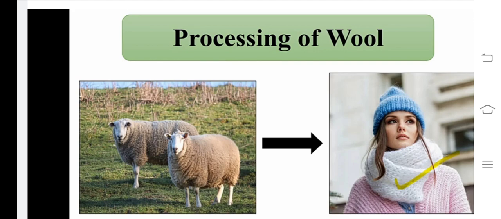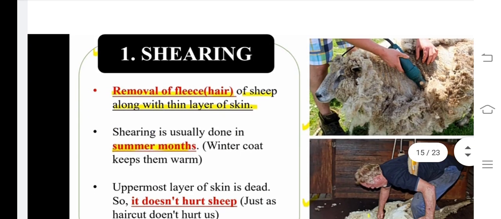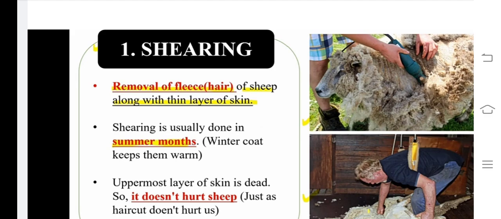You know already. So we generally get wool from sheep, right? So from wool to fabric or sweaters, right? Observe carefully. What are the steps, children? Easy, no? First one is what they have to do. They have to collect the fleece of sheep, right? That is called shearing. What is that one? Shearing. So shearing means what? Removal of fleece or hair of sheep along with a thin layer of skin.